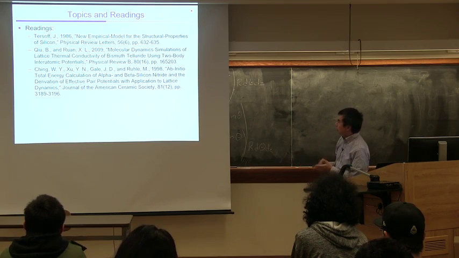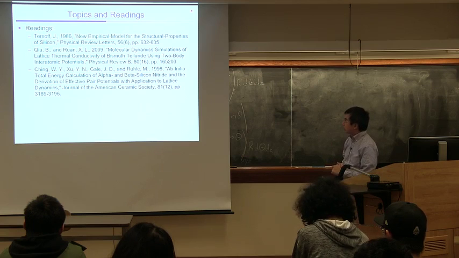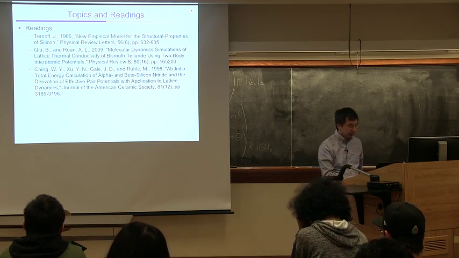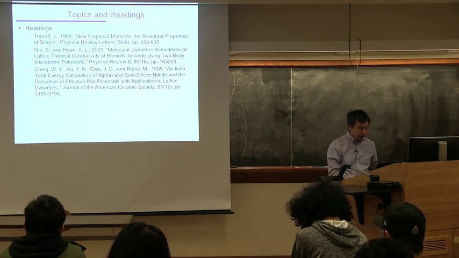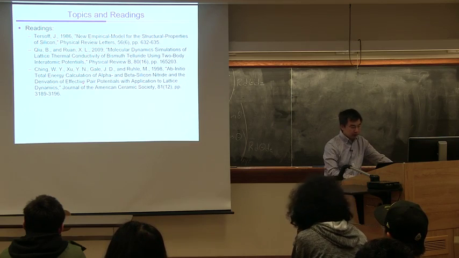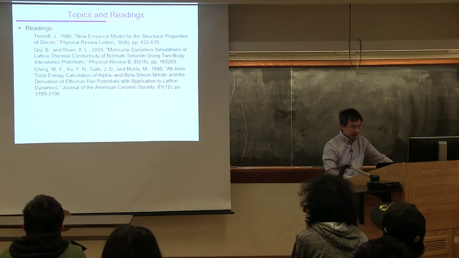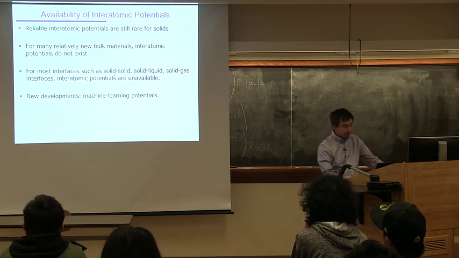Okay, so a few reference papers: Tersoff's classic paper on how he developed the Tersoff potential for silicon, and we have a paper that developed a potential for bismuth telluride, and there are other papers that develop potentials for nitrides and oxides and other materials, right?